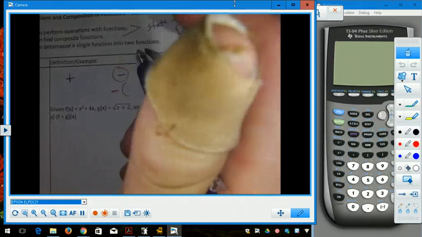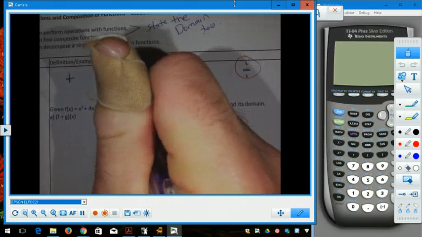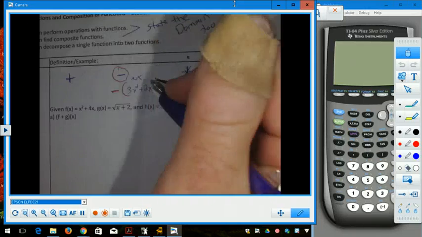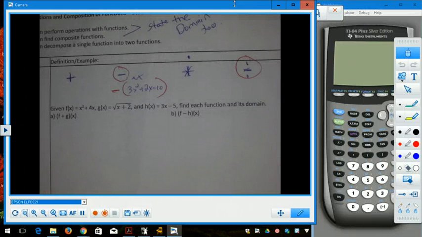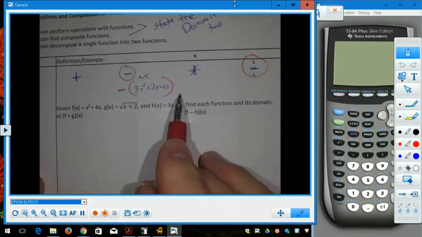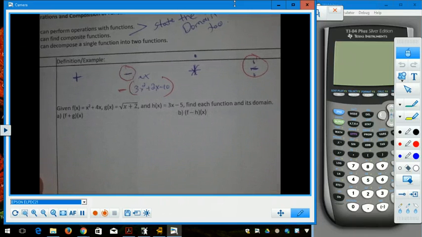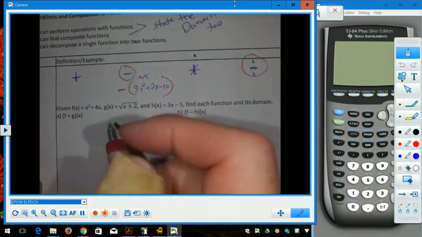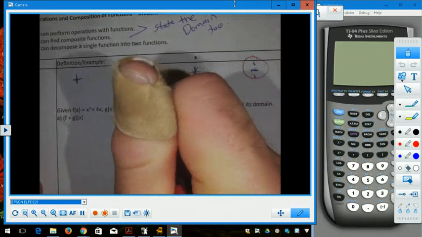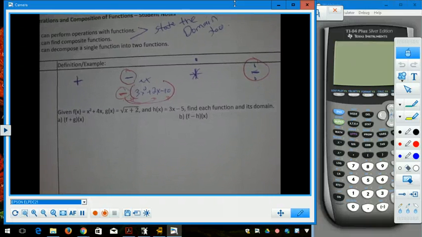For example, our expression might be 3x squared plus 2x minus 10. I don't want to just subtract the 3x squared by just writing a minus in front of it. I need to put that entire function that I'm subtracting away in parentheses and then do what? What do I do with this? Distribute the negative, and that way I make sure that they all have the correct sign. So that's one thing we want to look out for and be very careful about.